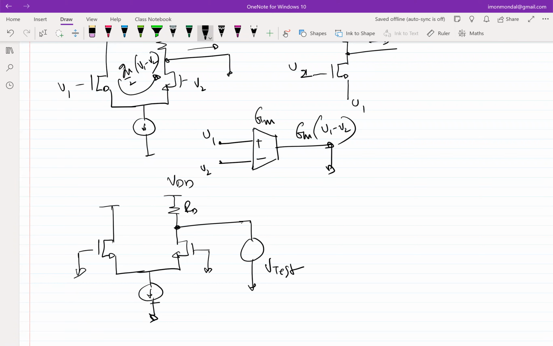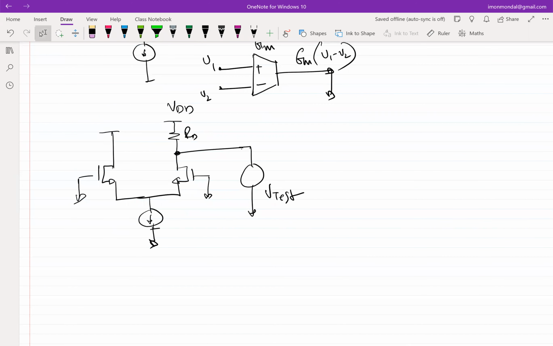in the incremental sense. Even though I am sketching everything on top of the full network, I am sure that by now you are comfortable that when I say incremental, you can see that there is a gm associated with it and so on. I will show that next. So if this is the V test, I'm trying to figure out what is this I test.